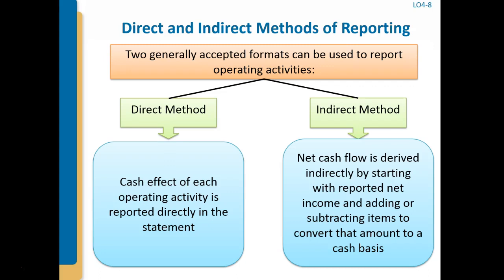So for instance, suppose accounts receivable increases during the period because cash collected from customers is less than the sales revenue. Well, this increase in accounts receivable would then be subtracted from net income to arrive at cash flow from operating activities. In the indirect method, positive adjustments to net income are made for decreases in related assets and increases in related liabilities, while negative adjustments are made for increases in those assets and decreases in those liabilities.